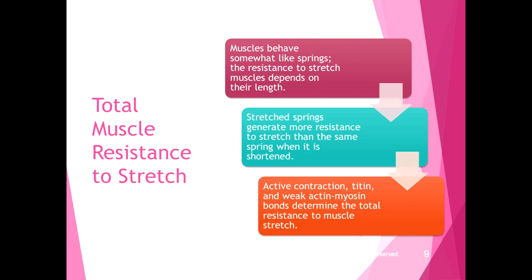Active muscle contraction, that structural protein titin, and weak actin-myosin bonds determine the total resistance to muscle stretch. So the actin and myosin, when they're just sitting there, when the muscle's at rest, you get some weak bonds, and it's sort of like old Velcro, if you want to think of it that way. And then when you start to move, you have to break those bonds, and that resists the muscle stretch a little bit. Active muscle contraction resists the stretch, and then the structure of the titin also resists the stretch.